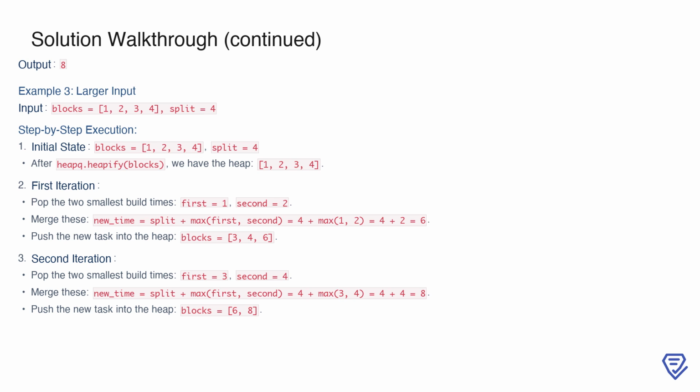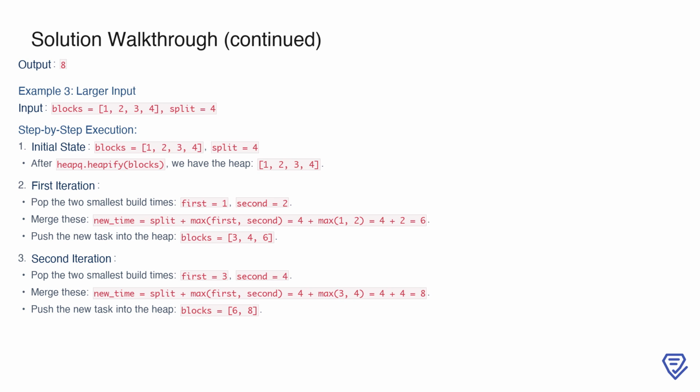For a larger input example, we have blocks 1, 2, 3, 4, and a split time of 4. Once heapified, the blocks become 1, 2, 3, 4. In the first iteration, we pop the two smallest values, 1 and 2. Merging them gives a new task with a time of 4 plus max(1, 2), which equals 4 plus 2, which is 6. This value is pushed back into the heap, resulting in 3, 4, 6.